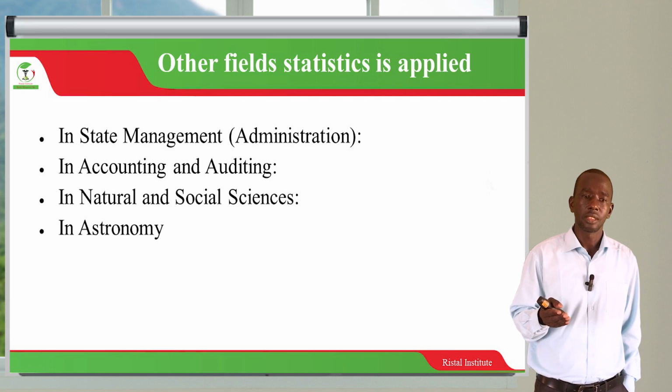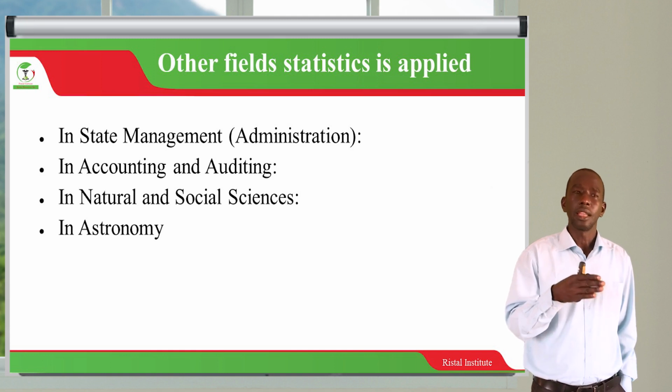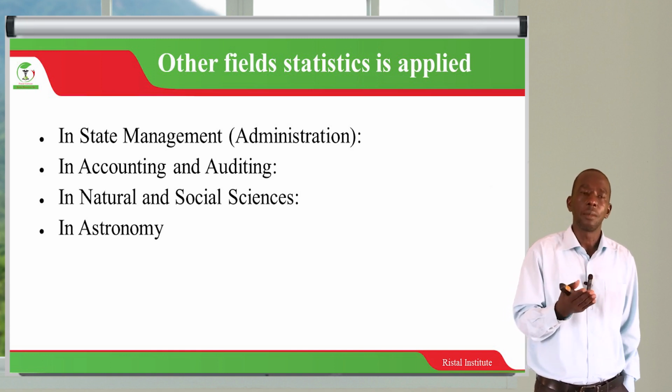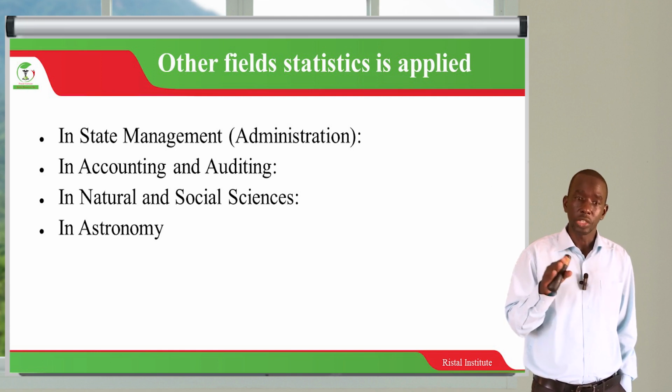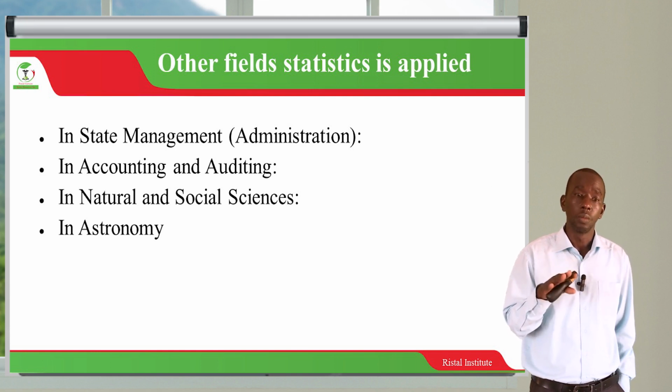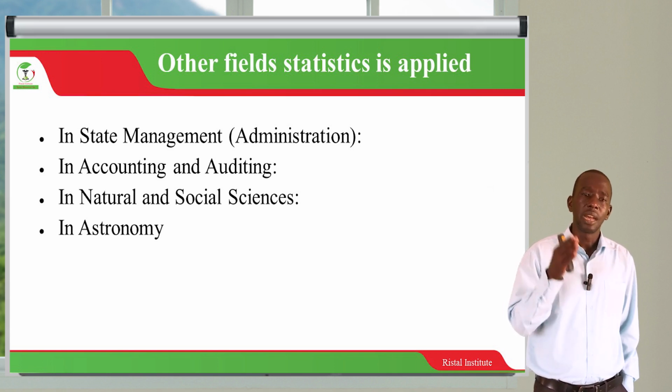In natural sciences, globally, there's the issue to do with climate change, and the entire world is made aware about the changes in the climate, rise in temperatures, the seas are becoming warm. Then the question is, how do they know? It's by the use of statistics.